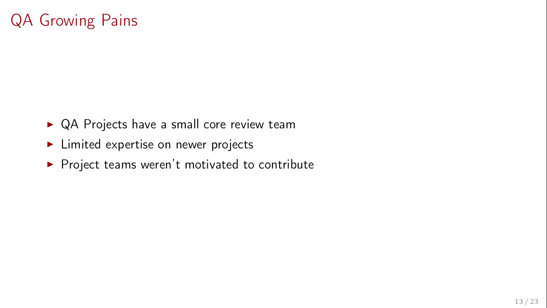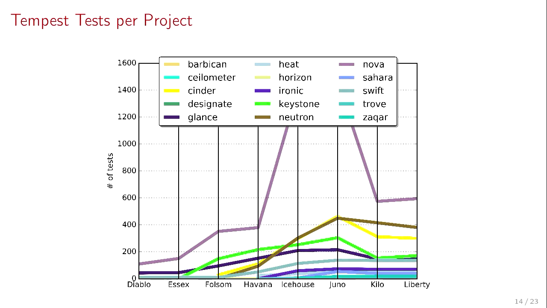Also, the QA community had limited expertise on newer projects. I see Steve in the front row. We had some interesting community discussions around the project he works on, Heat, because a lot of the QA cores didn't have a lot of expertise on Heat, and there was a lot of friction around that. And a lot of times, some project teams weren't motivated to contribute to QA projects directly, because there was some friction, because some of the coding style was different, some of the values were different. Things were reaching a breaking point.